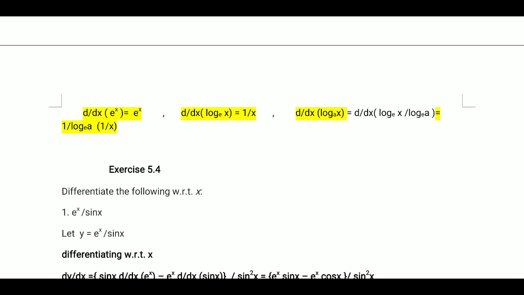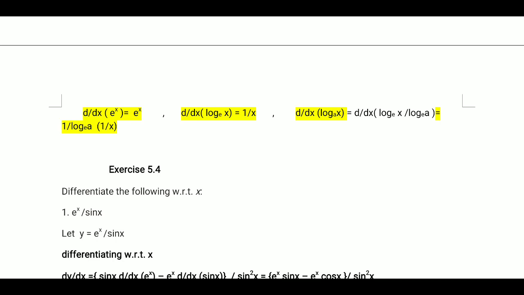Now differentiation of e power x, d upon dx of e power x, this is e power x. Differentiation of log x, where base is e, then the differentiation will be 1 upon x. And where base is different, then first we convert its base as e, then we differentiate it.